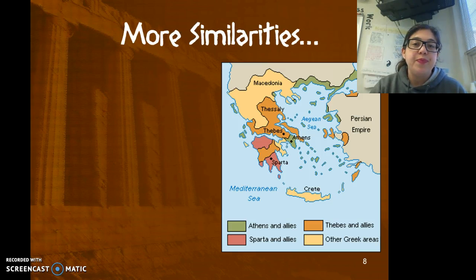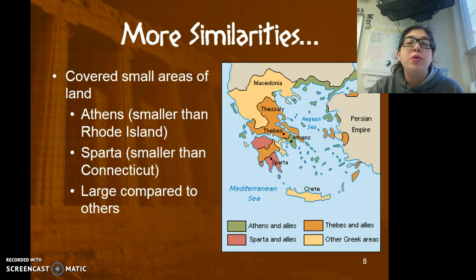They were small, okay? Athens was smaller than Rhode Island, which is the smallest state in the U.S. Sparta was smaller than Connecticut, one of our other small states. And these two were big compared to the rest of the city-states. That said, they did have allies from other places.